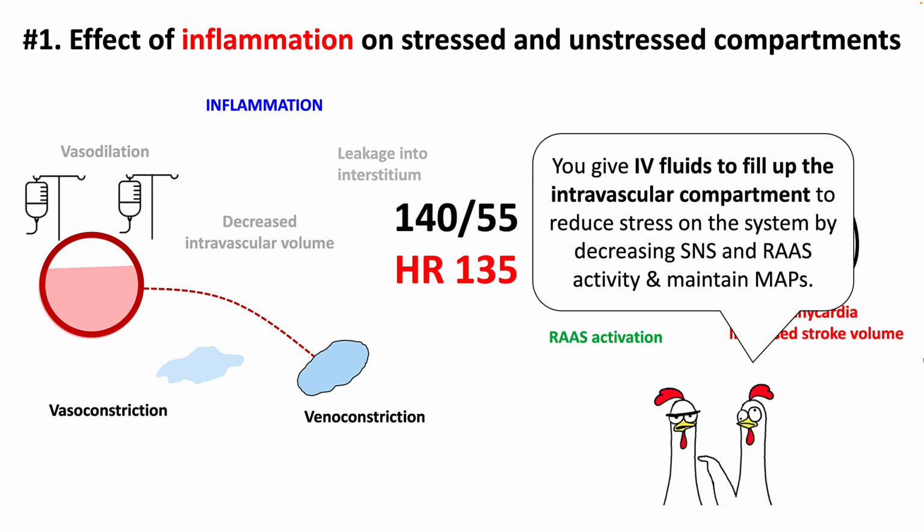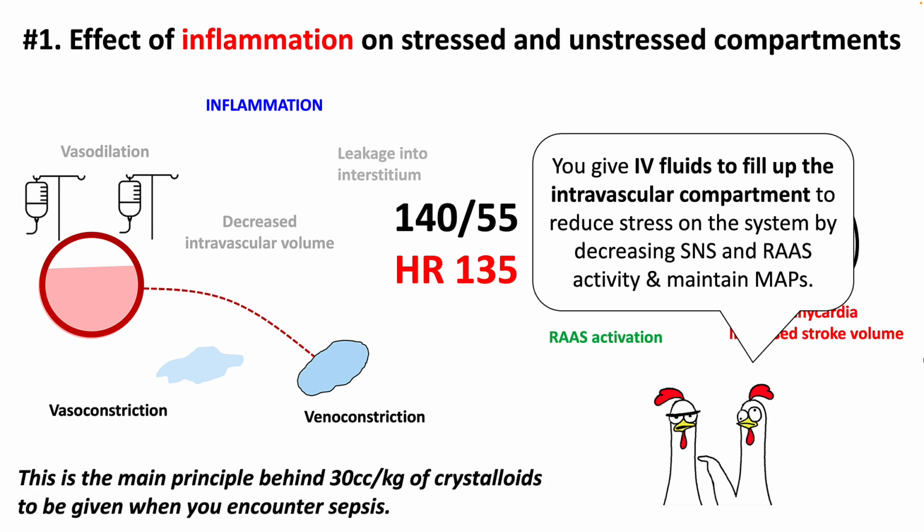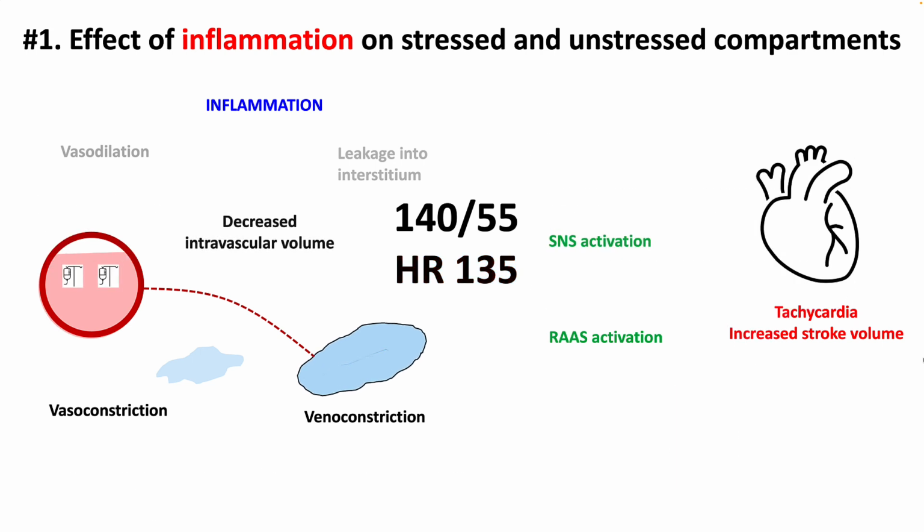So you give fluid initially to fill up the intravascular compartment, and you do this so that you can reduce the stress on the system by decreasing the sympathetic nervous system and renin-angiotensin system activity. And this is the main principle behind giving 30 cc's per kg of crystalloid when you encounter sepsis. When you give fluids, you reduce the sympathetic nervous system and renin-angiotensin system activation.